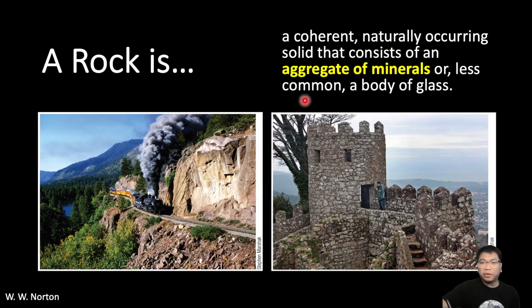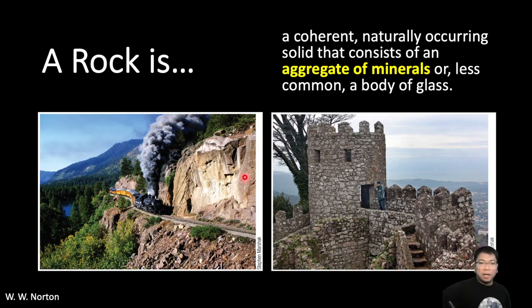A rock is a coherent, naturally occurring solid that consists of an aggregate of minerals, or less commonly, a body of glass. That's really the difference between rocks and minerals. Rocks are basically a natural solid body that can be a single mineral, or most commonly consists of multiple minerals. A rock doesn't have a definable chemical composition, whereas minerals do have a definable chemical composition.